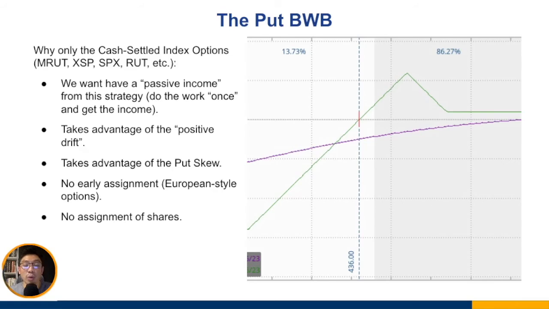And also there is no assignment of shares. It's very linked to this, because this is the index option, it is cash settled. You will only be realizing either a profit or a loss in terms of your money. You will either see a profit in your account or a loss from your account.